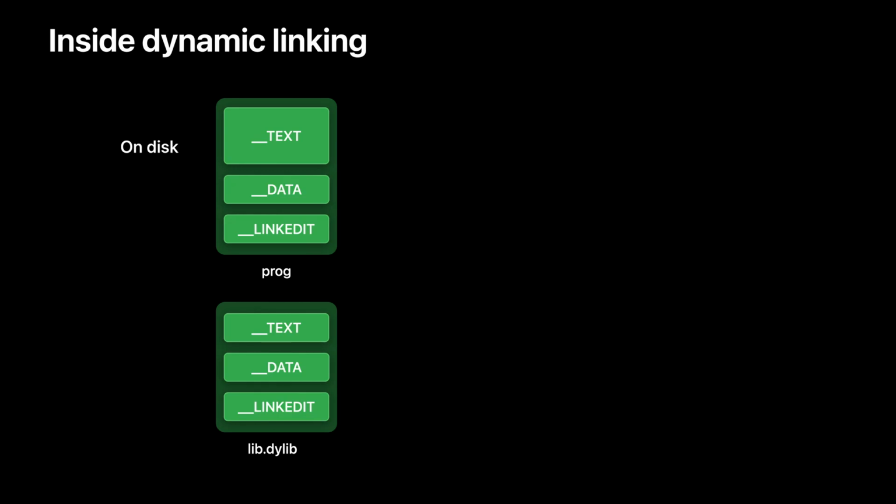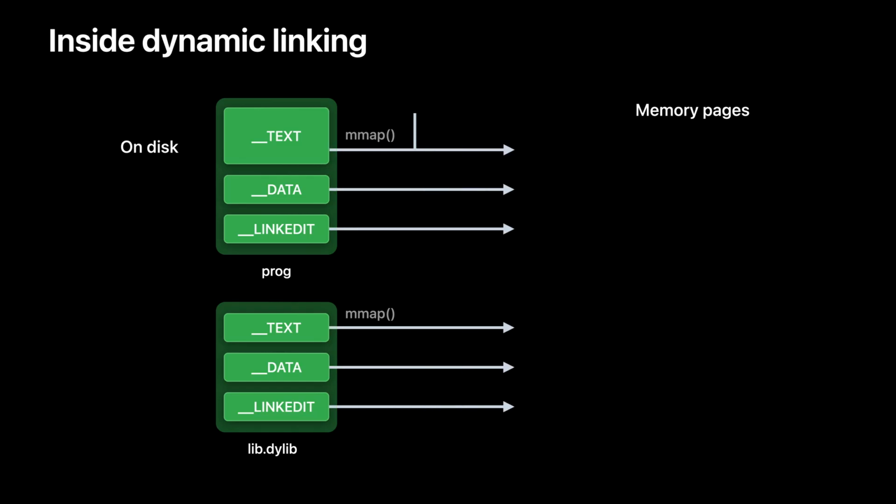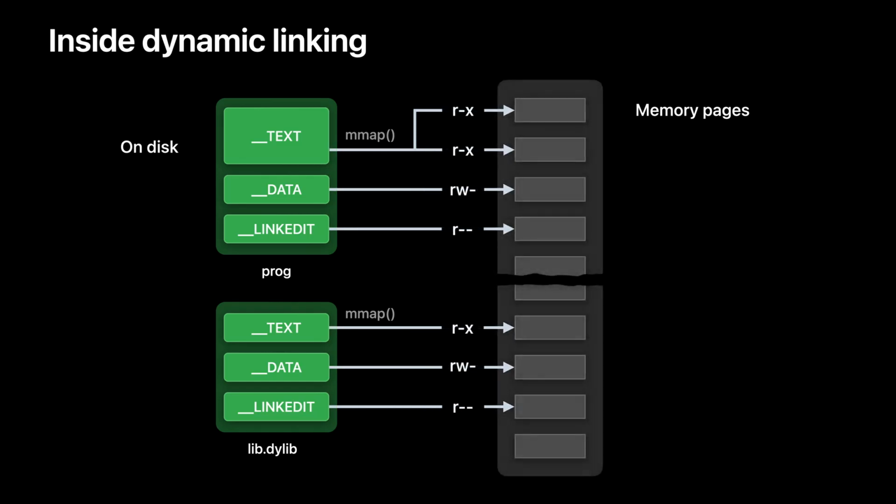An executable binary is divided up into segments, usually at least text, data, and link edit. Segments are always a multiple of the page size for the OS. Each segment has a different permission. For example, the text segment has execute permissions. That means the CPU may treat the bytes on the page as machine code instructions. At runtime, dyld has to mmap the executables into memory with each segment's permissions, as shown here.